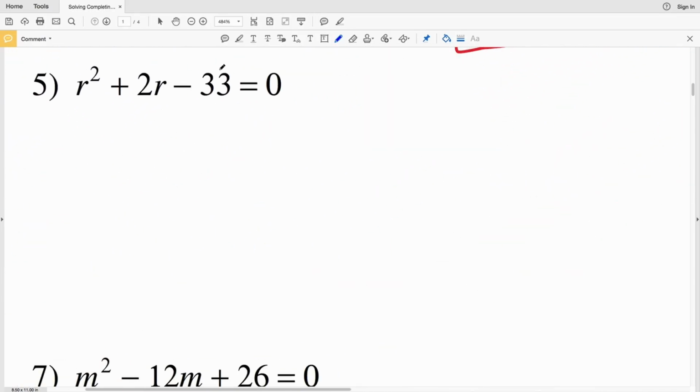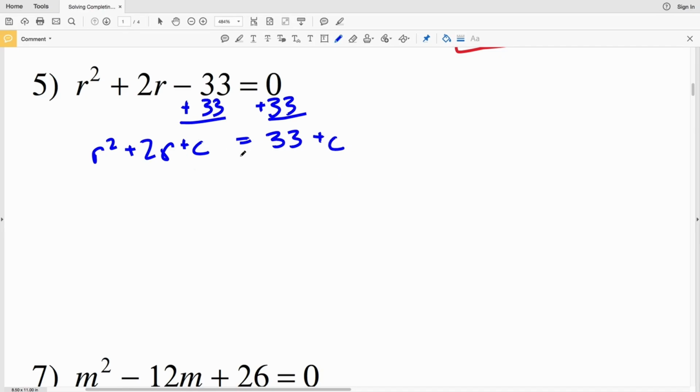Moving on to number 5, I'll move this constant to the other side. So I'll add 33 to both sides of my equation. So I'll have r squared plus 2r equal to 33. But I'm going to need to find that c value and also add that c value to the other side once I find it. So adding c to both sides.